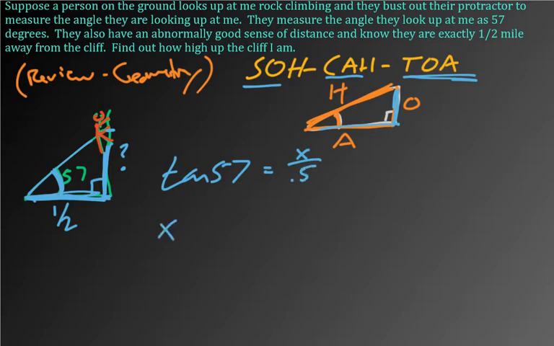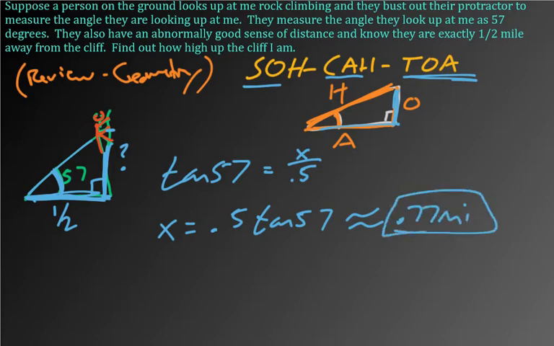And so then to solve for x, you just do 0.5 times tangent of 57, and that's technically an answer, but that's approximately 0.77 miles. So there you go. That's what you need to be comfy with from geometry. And I am going to be assuming that we're good with that, because we're going to be moving on to a whole bunch of other kinds of stuff.